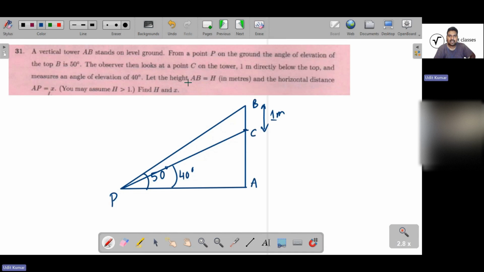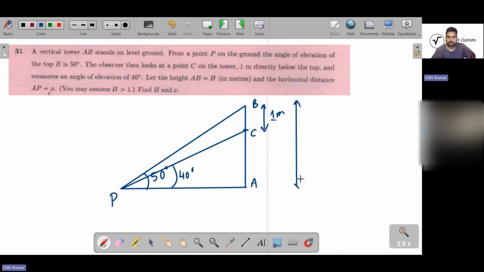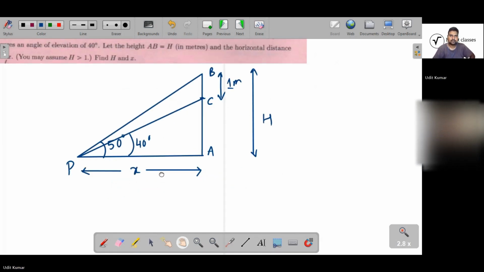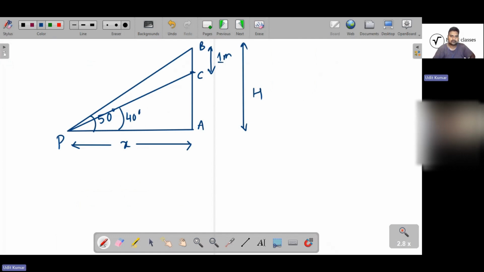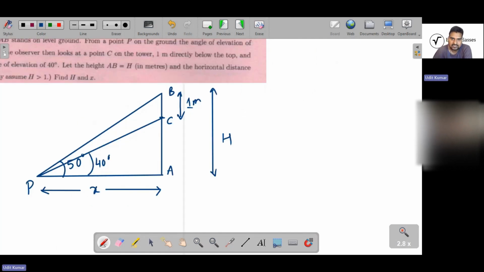Let the height AB be h. So this height AB is h. And the horizontal distance AP is x. h is greater than 1, of course. You have to find the values of h and x, right? So if this is h, then AC will be h minus 1 meters.